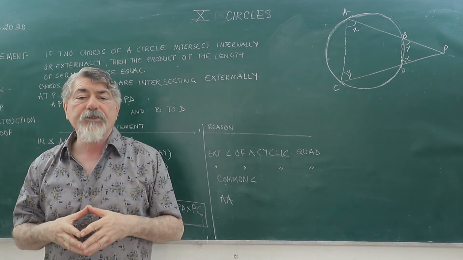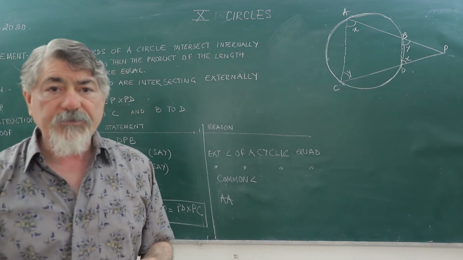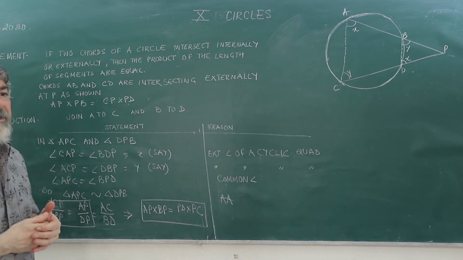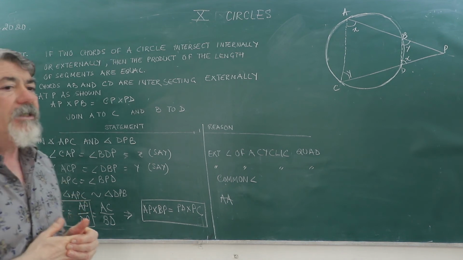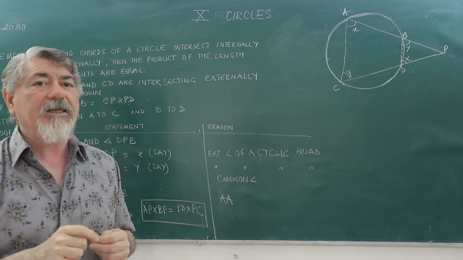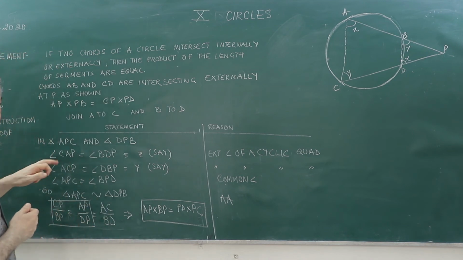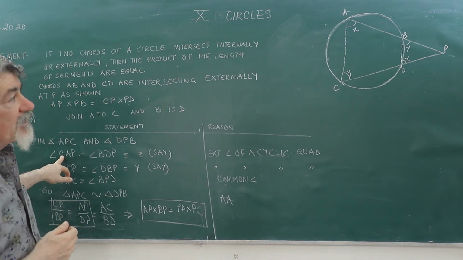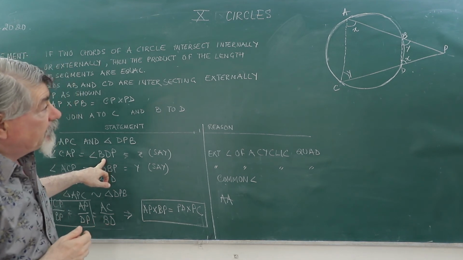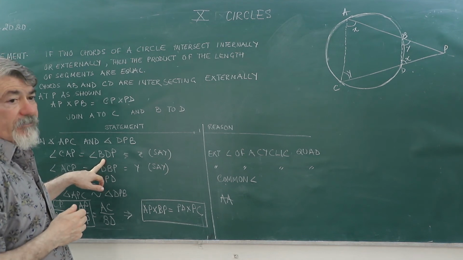For proving any two triangles to be similar, we need to prove them to be equiangular. So we will try and prove the two triangles to be equiangular. That means we are going to prove each angle of one triangle is equal to each angle of the other triangle. For example, if you see here, I am saying angle CAP is equal to angle BDP, X and X as shown in the figure.